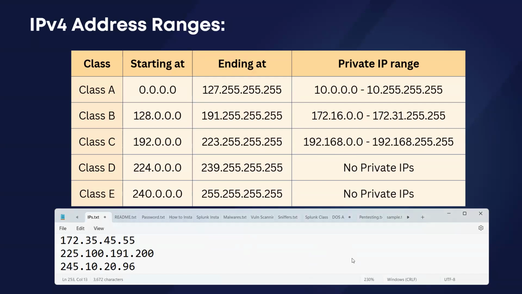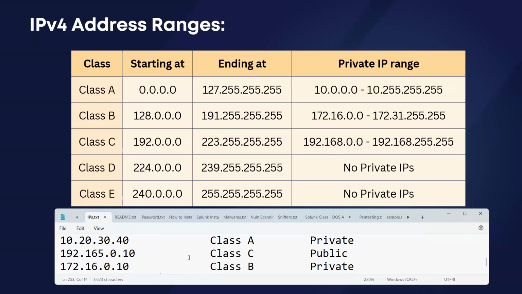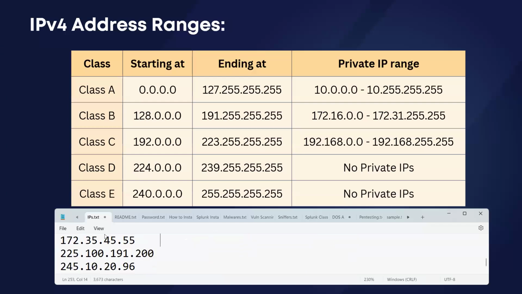Next, 172.35.45.55. The second one is not public, right? It's private. Which one? The second, 192.165.0. Yeah, but if you notice, the first octet is 192. That seems to match. For an IP to be a private IP, the second octet should be 168. But we have 165 here. Okay, sorry. Right? So therefore, that's a public IP. Right. Moving on. Next IP.